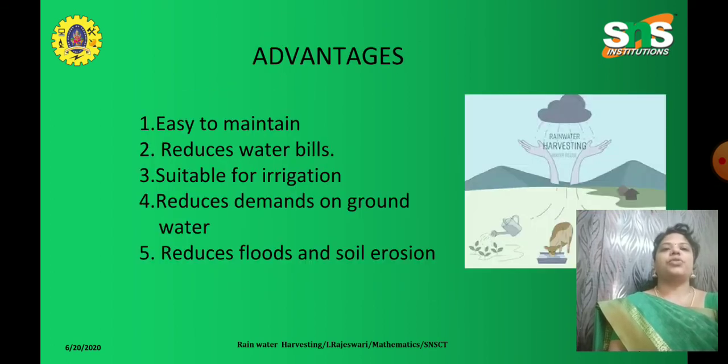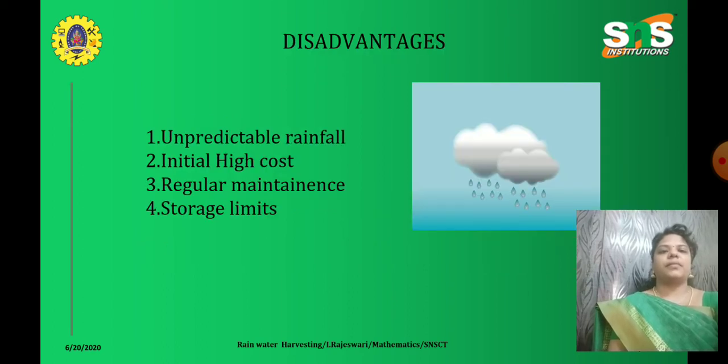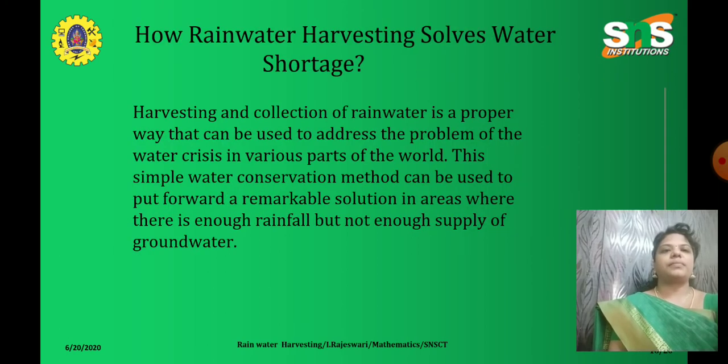And in this you should know what all the advantages and disadvantages are. First, we will see the advantages. Easy to maintain, reduces water bills, suitable for irrigation, reduces demand on groundwater, reduces floods and soil erosion. What are the disadvantages? Unpredictable rainfall, initial high cost, regular maintenance, then storage limits.